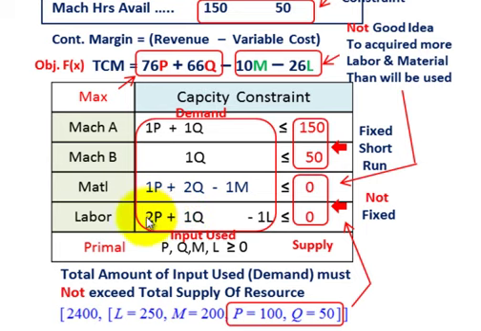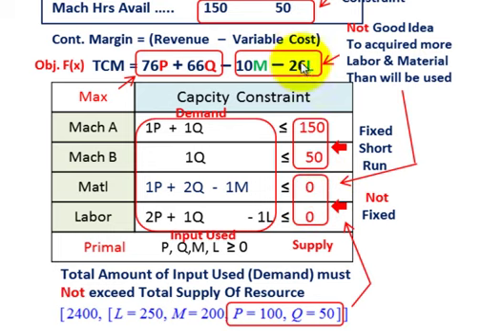And same thing for our labor here. We're going to have 2 hours for P plus 1 hour for Q, and we want to subtract out our labor as well, and then we have to set that less than or equal to 0. This is not fixed here. So really, why do we want to do that here? And we'll look at it.